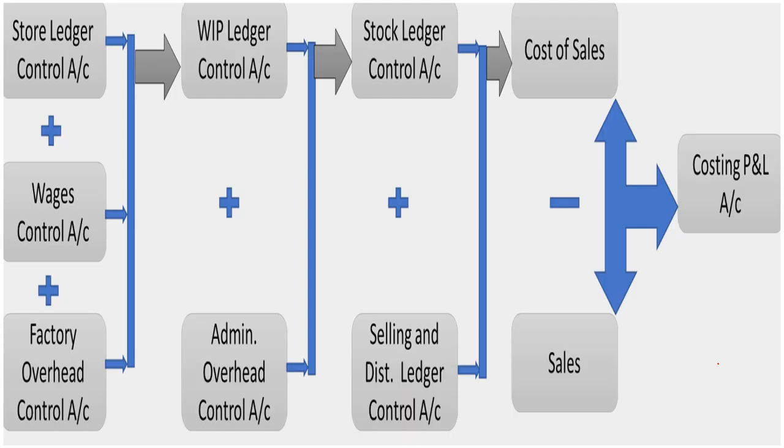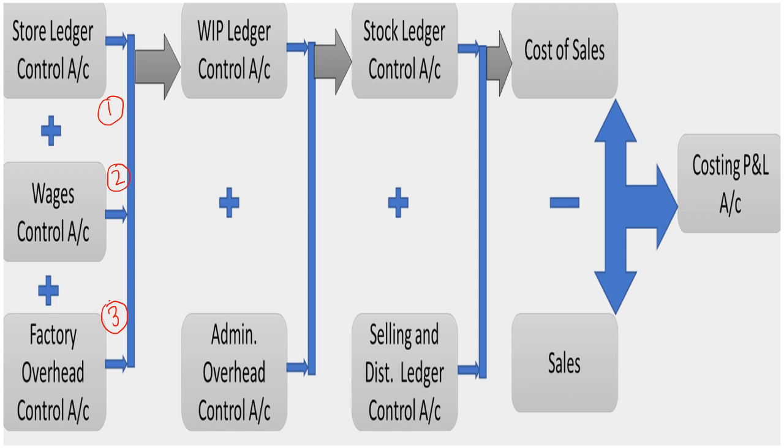Our next example is related to ledger posting of overhead account. For this, first we have to understand this flow chart, which shows the ledger posting done in the cost books. Our first account is the stores ledger control account, where we do all the transactions related to material. Our next account is the wages control account for the payment of wages and charging of wages to different departments, and the third account is the factory overhead control account for factory related expenses.